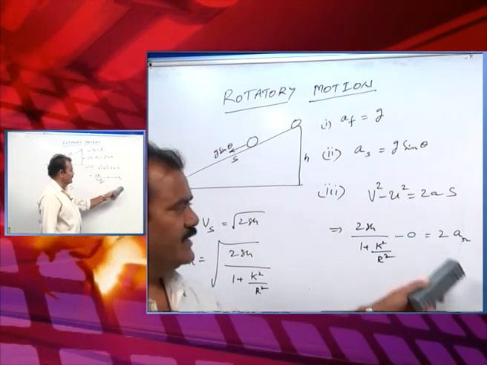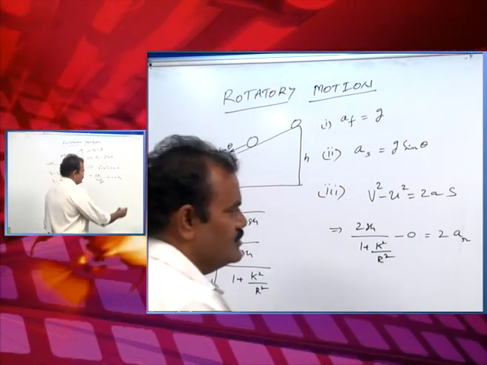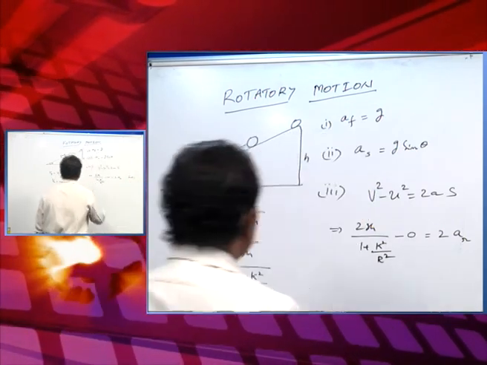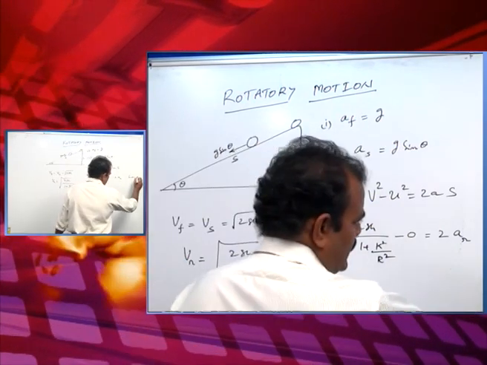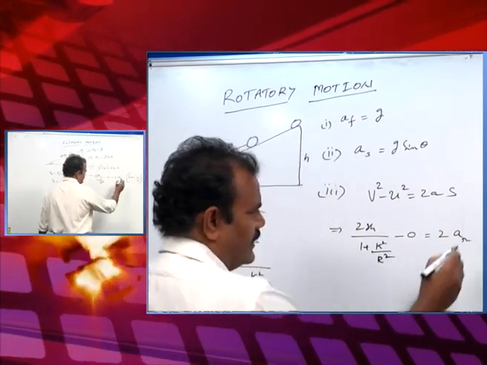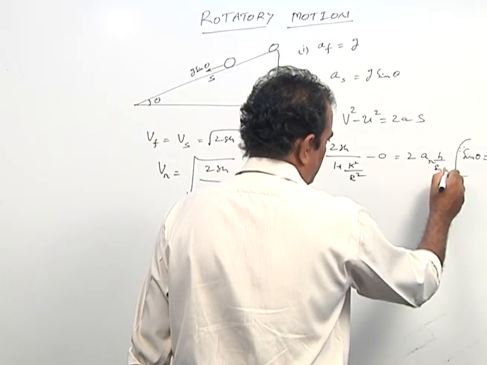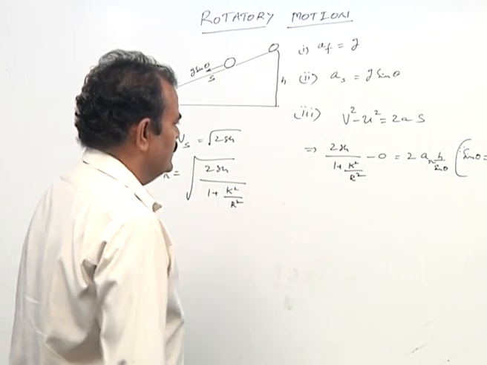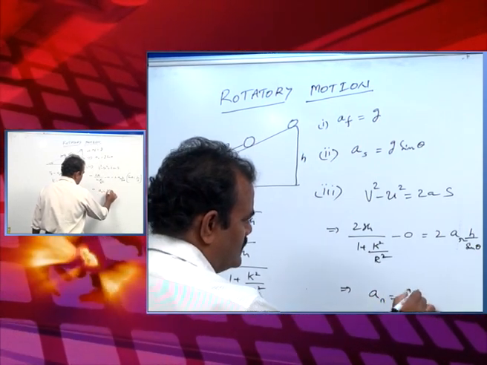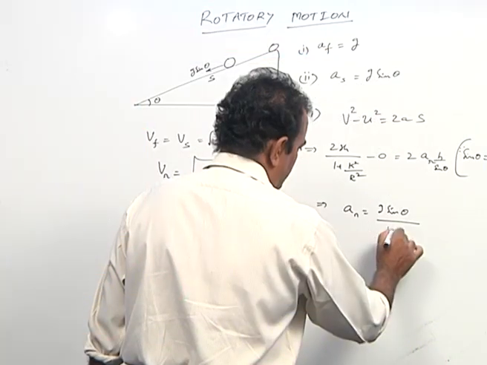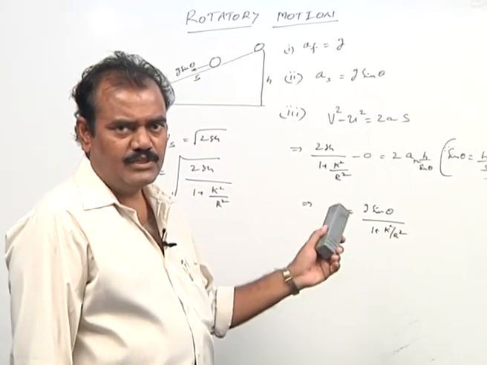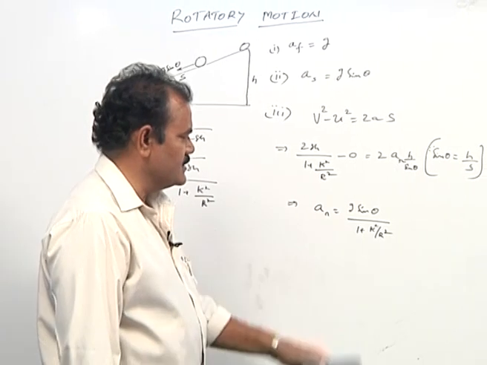So s is to be written in terms of h. How is it to be written? We take sin theta is equal to h by s. So in place of s we can write h by sin theta. Now the 2h will be cancelled. Ar is equal to g sin theta by 1 plus k square by r square. That is the acceleration of the rolling body: g sin theta by 1 plus k square by r square.